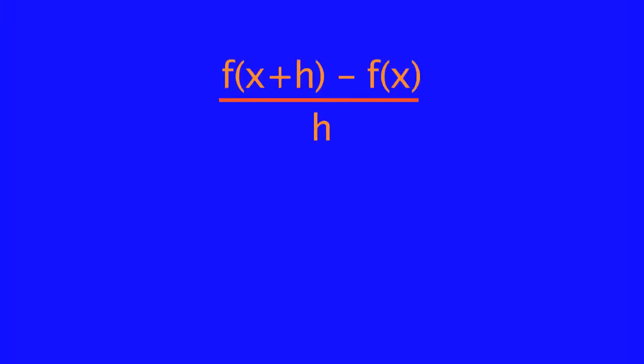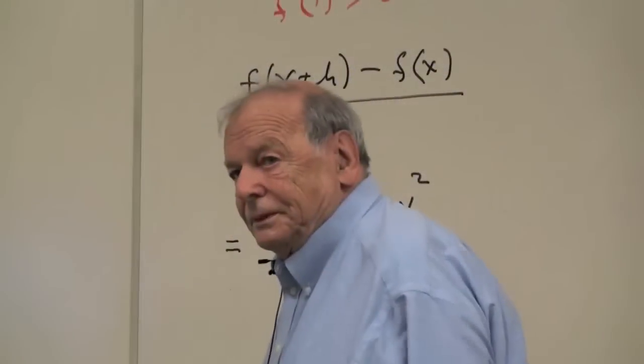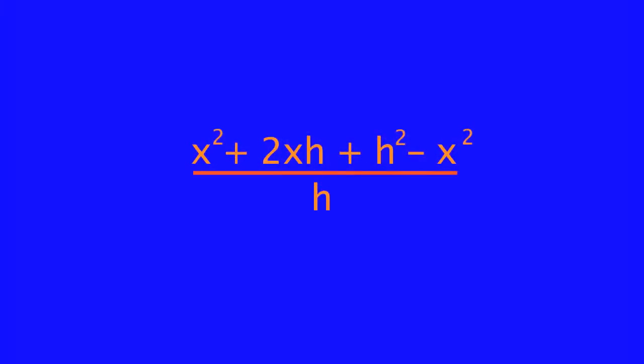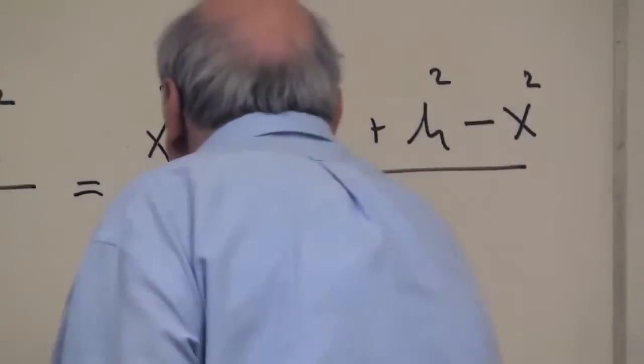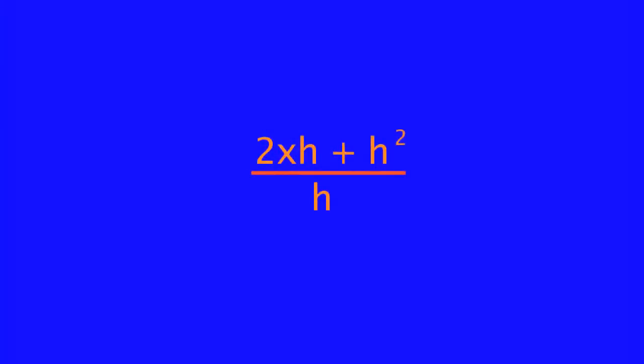What I need to do, I'll actually write it on the board again. I need to look at f of x plus h minus f of x, divided by h. And that's going to be x plus h squared minus x squared, all divided by h. Correct? And that gives me x squared plus 2xh plus h squared minus x squared, all over h. And the x squareds go away, giving me 2xh plus h squared, all over h.